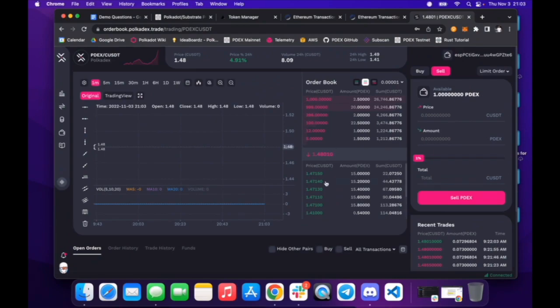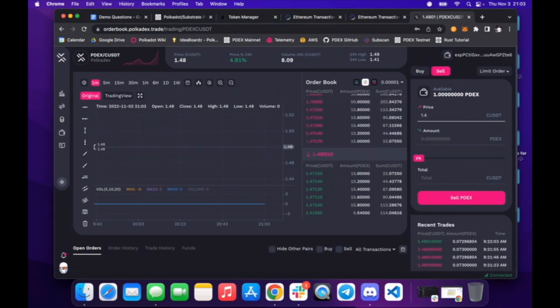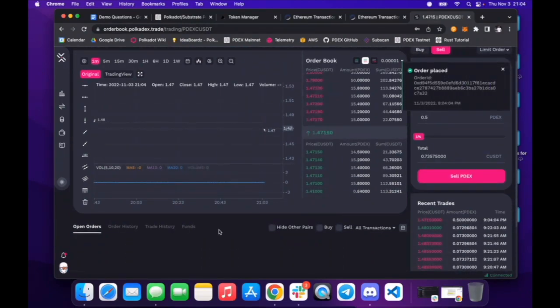I'm going to go ahead and place a sell order at a price right now. The lowest price I see here is 1.47150. I want to place a sell order at that price, 1.47150, for an amount of, I have 1 PDEX. I only want to sell 0.5 PDEX. And this is the amount of CUSDT that I'm going to receive. I place a sell order, and it seamlessly got matched.